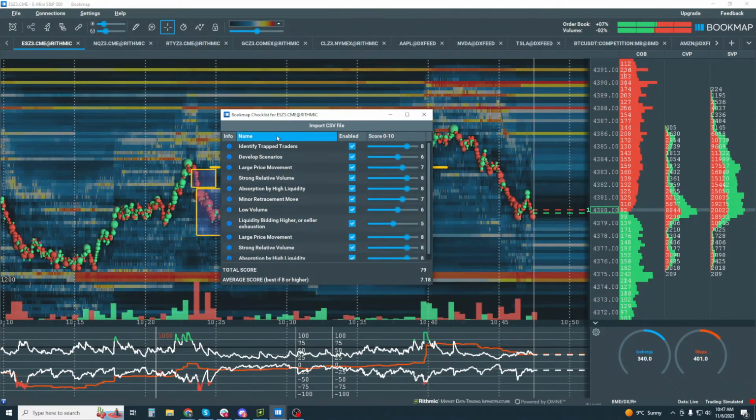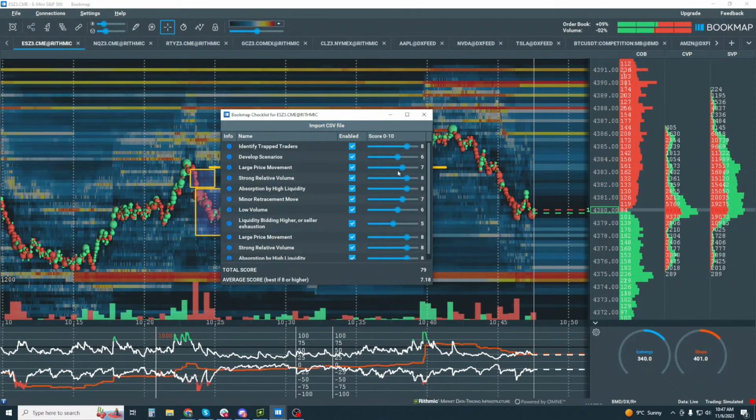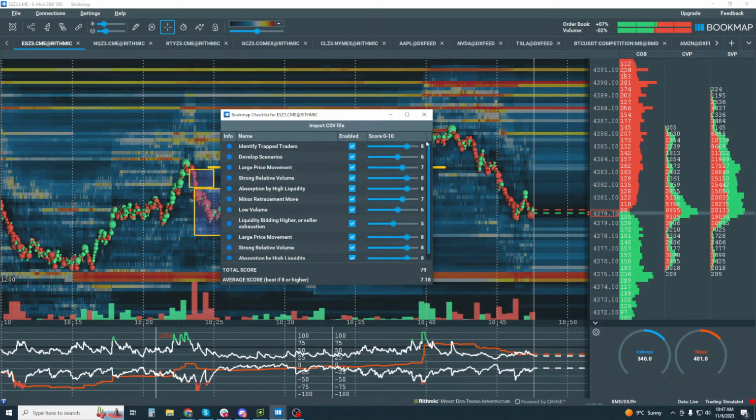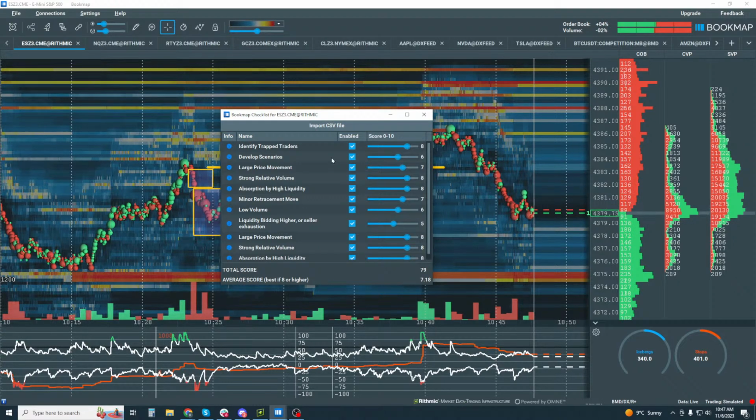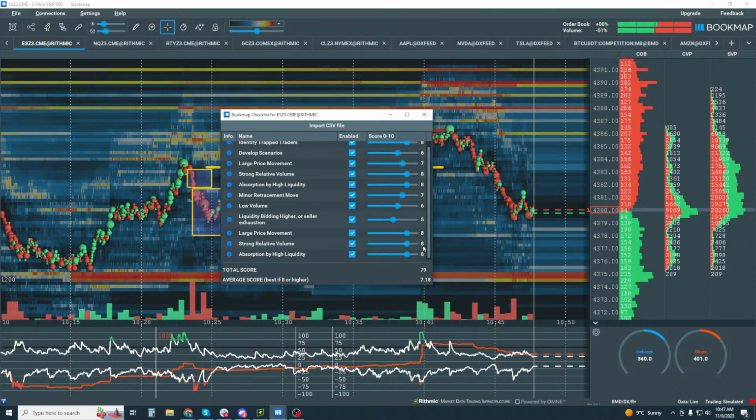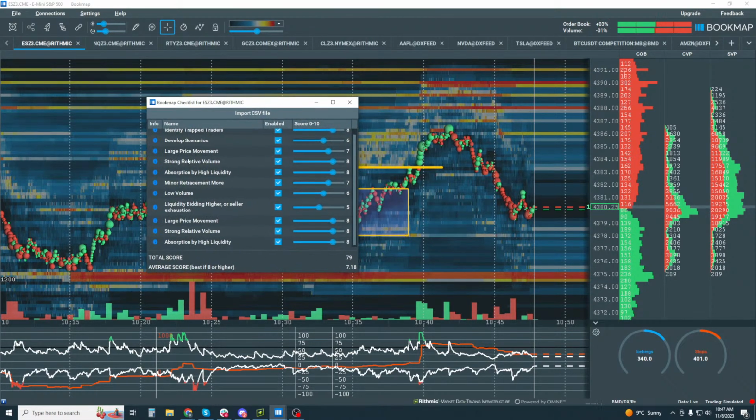We'll get it more advanced, you know, import CSV files in here so you can put in whatever you want for your setup. So you can see that we're going to get to multiple setups in your checklist. Make your own checklist. Pretty nice tool.